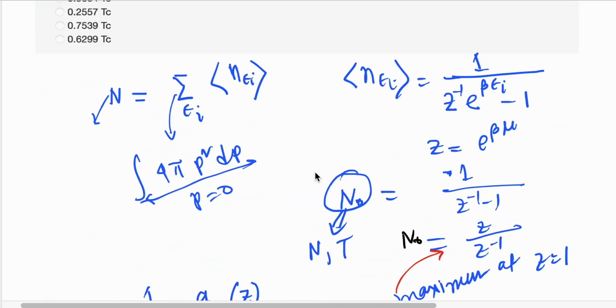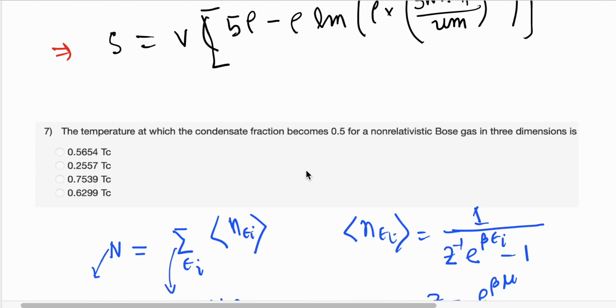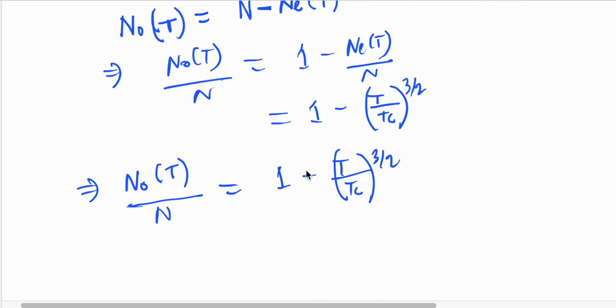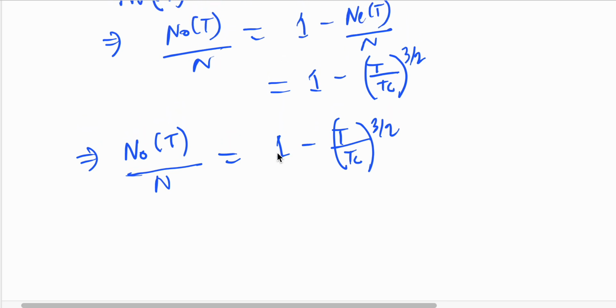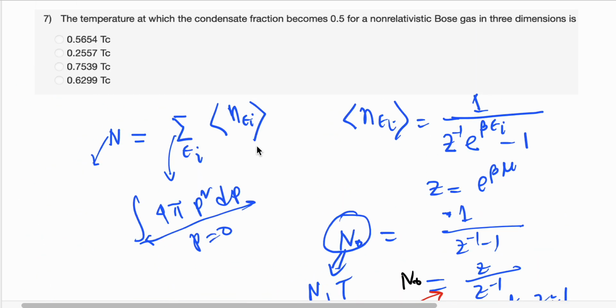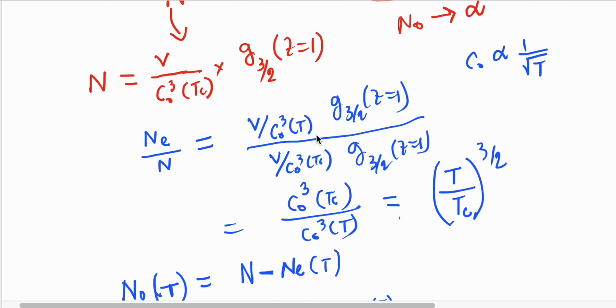Now let's see the question. The question asks for the temperature at which the condensed state fraction becomes 0.5 for a non-relativistic Bose gas. Condensed state means that in momentum space all the particles freeze, that is, all the particles are in the same position, p equal to 0, in momentum space. So that's what the N is when it is asked when the fraction will become 0.5.